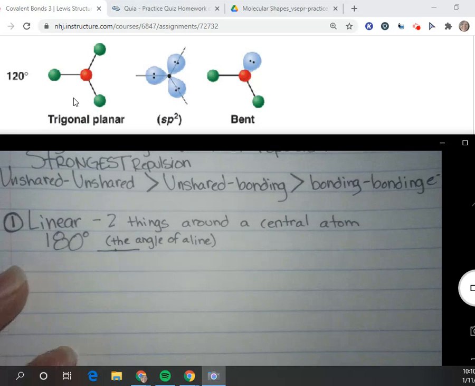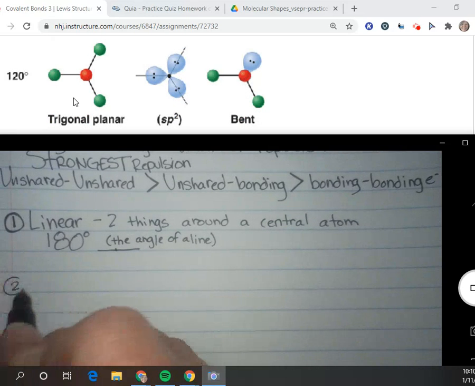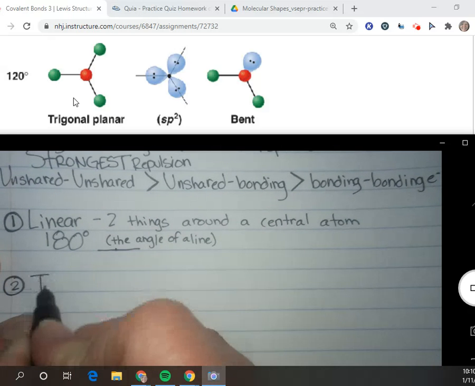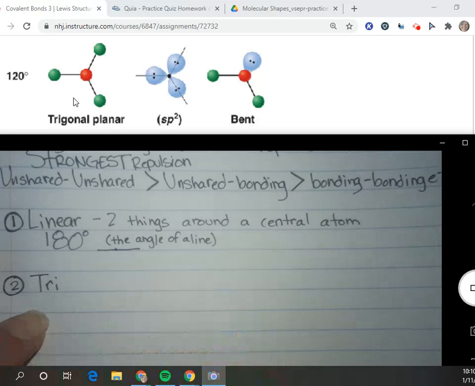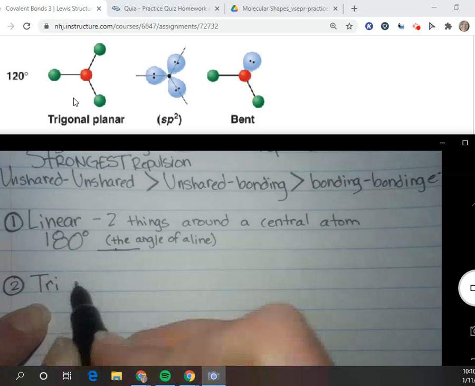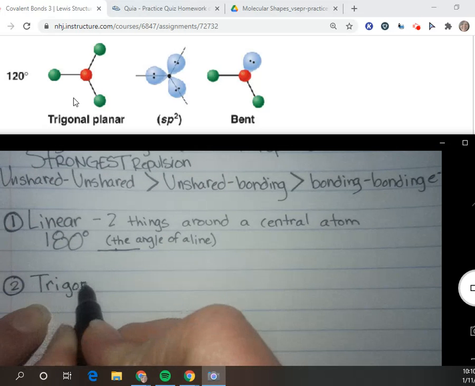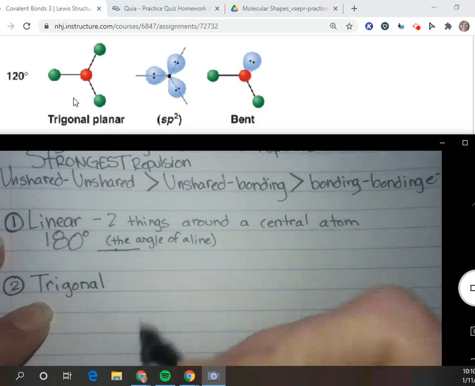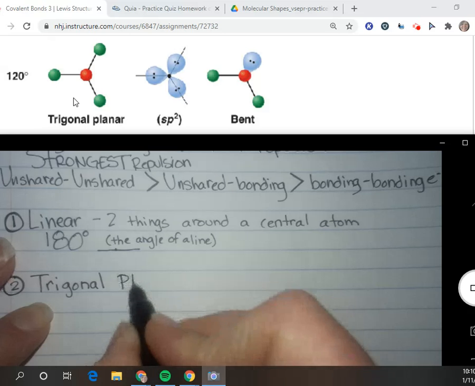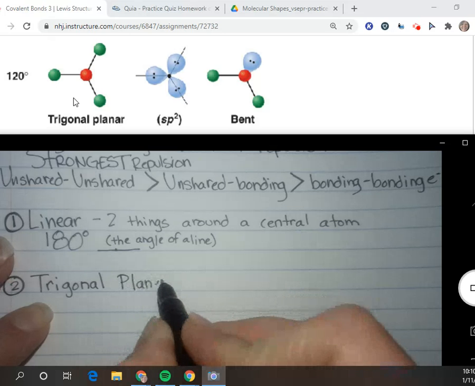Next one is trigonal planar. Break down that word. What does tri mean? 3. Okay, so trigonal, we know that has to do with 3. And then what is a plane? Not the thing that flies in the air.